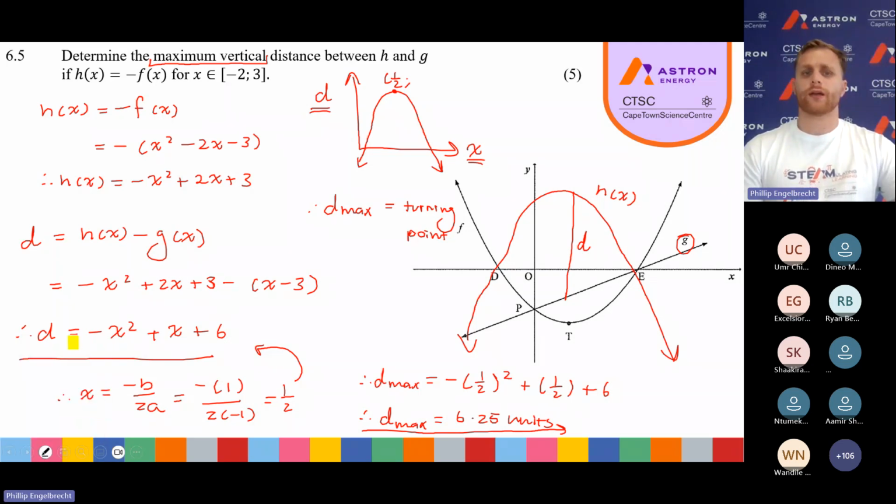Can everyone understand how I got this equation for the distance, okay? I first figured out that h of x is negative times f of x. So it means it's negative times this equation. And then I got that this is the equation for h of x. I used that to find the distance, all right?